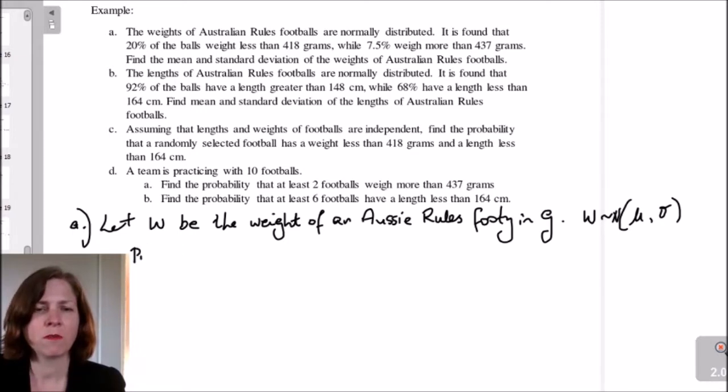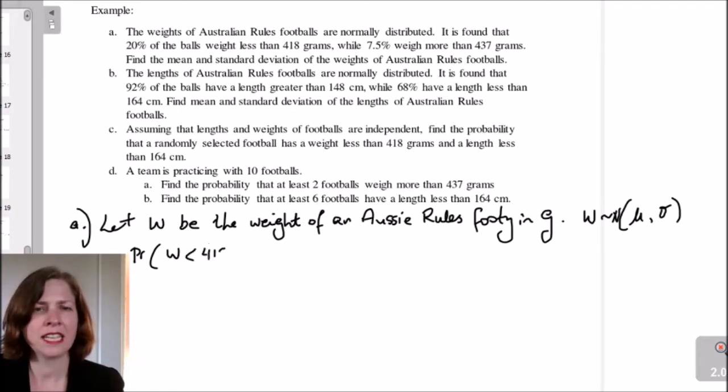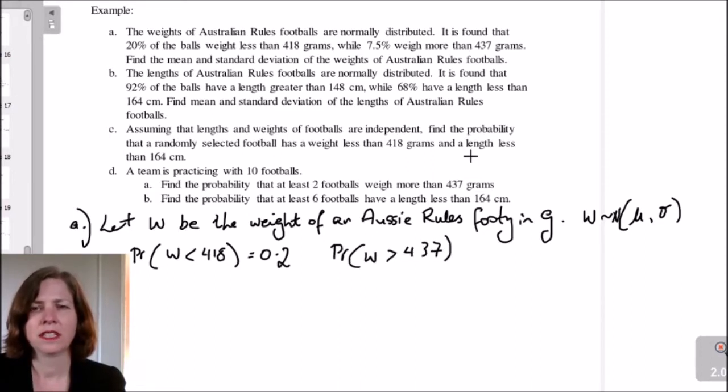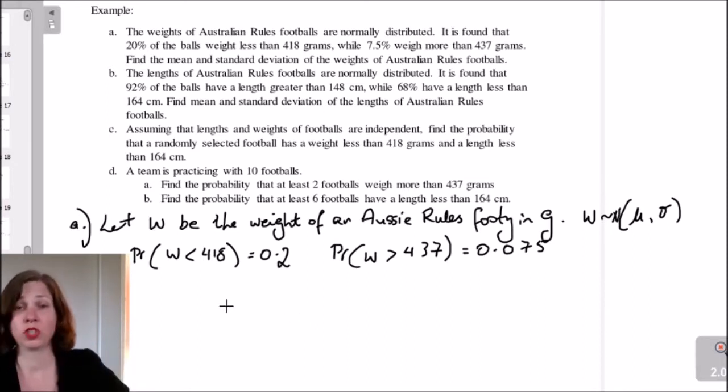So the first bit of information I write down is the probability that the weight is less than 418. 20% of the balls have a weight less than 418, so that equals 0.2. And the probability that the weight is more than 437 happens in 7.5% of balls, so the probability is 0.075. Okay, so now I need to grab my CAS. Oh no, not yet. One more step.